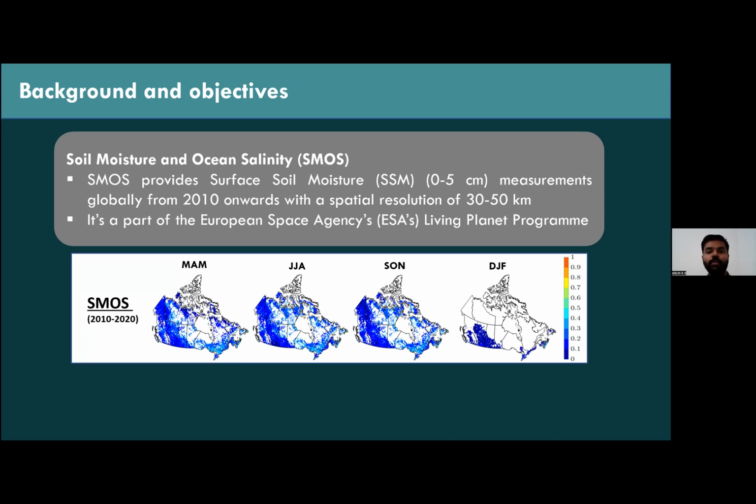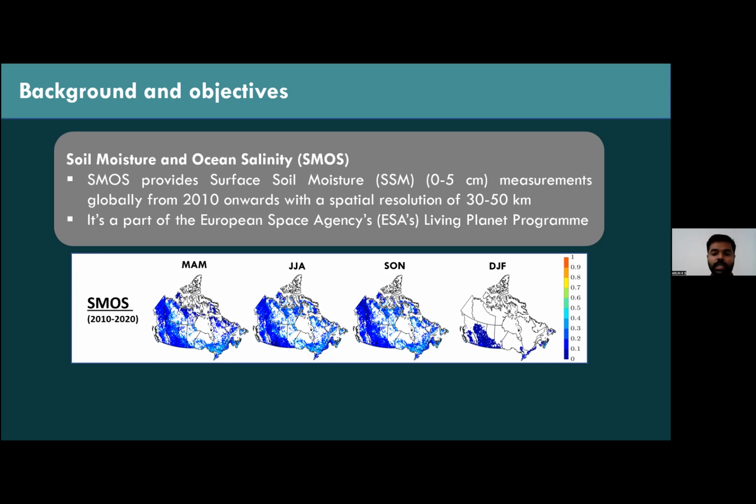SMOS provides surface soil moisture measurements globally from 2010 onwards with a spatial resolution of 30 to 50 kilometers. And it's part of European Space Agency's Living Planet program. So in this plot, the variation of SMOS surface soil moisture across Canada over 4 different seasons is presented. The SMOS SSM values are averaged from 2010 to 2020 and plotted here.